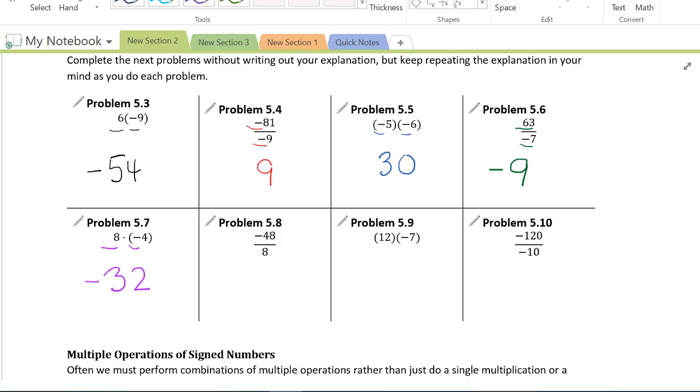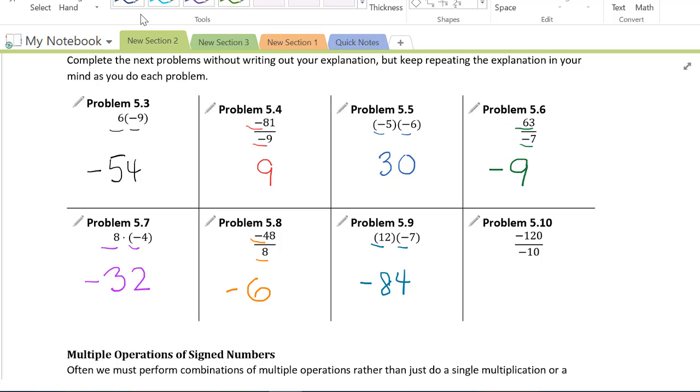All right, next one, we have negative 48 divided by 8. That's going to give us 6. We have a positive 8 and a negative 48. Signs are different, so it's a negative 6. Next one, we have 12 times negative 7, which is 84. We have a positive and a negative. Signs are different, so it's a negative 84.